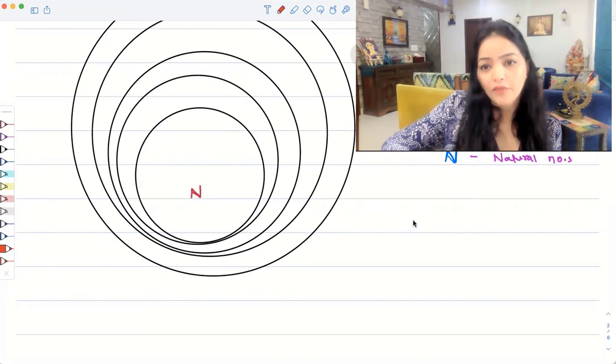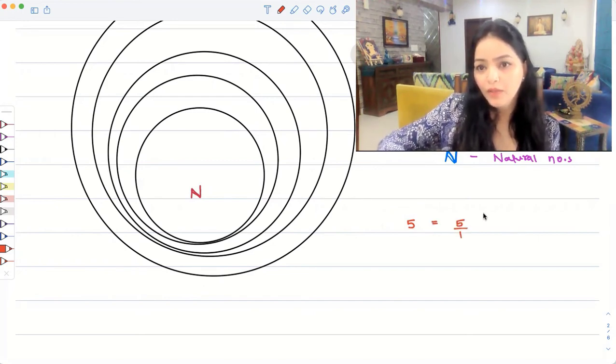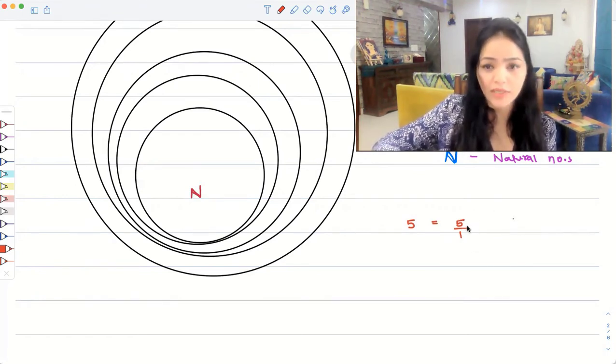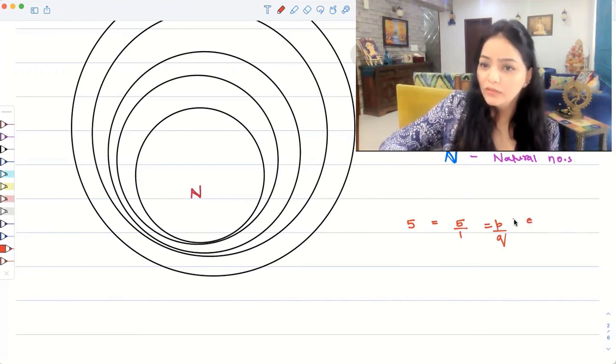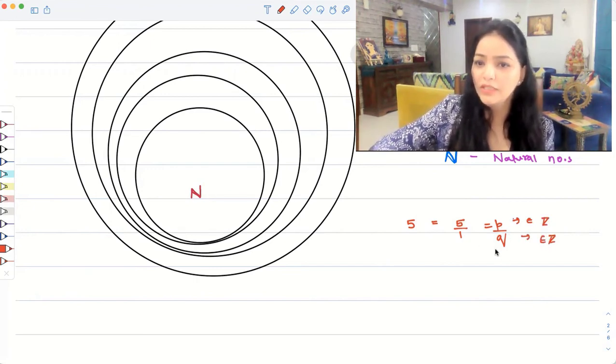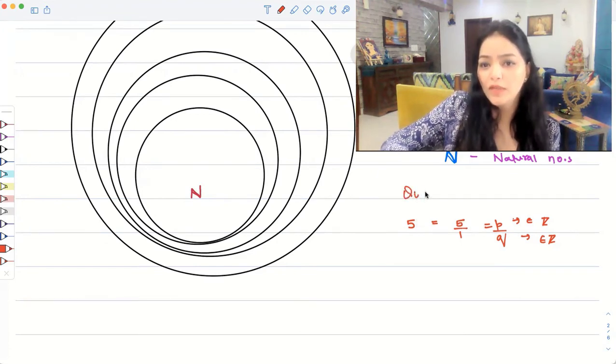So if you notice the number 5, it's a natural number, right? I can write it down as 5 upon 1. When I write it down as 5 upon 1, then what is happening? I am actually able to represent 5 as P by Q, where P is an integer and Q is also an integer. And this time we are actually able to write it down just as an integer, 5, or a natural number 5.